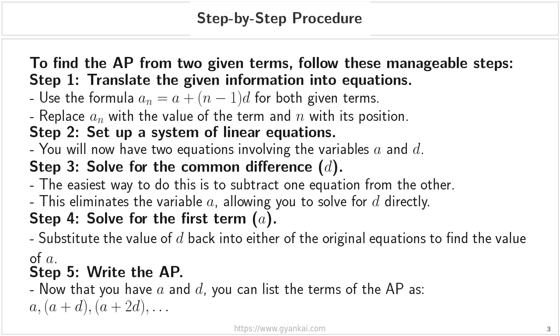Step 5. Finally, once you have both a and d in hand, you have everything you need to define the entire progression. You can now write out the terms of the AP by listing the first term, then the first term plus d, then the first term plus 2 times d, and so on. In the next slide, we are going to put this exact 5-step process into practice with a real-world scenario involving a stadium seating arrangement.